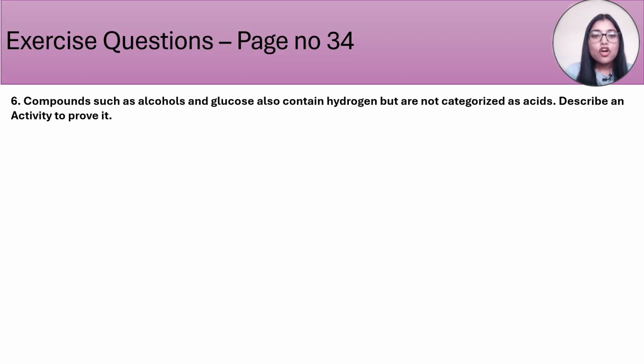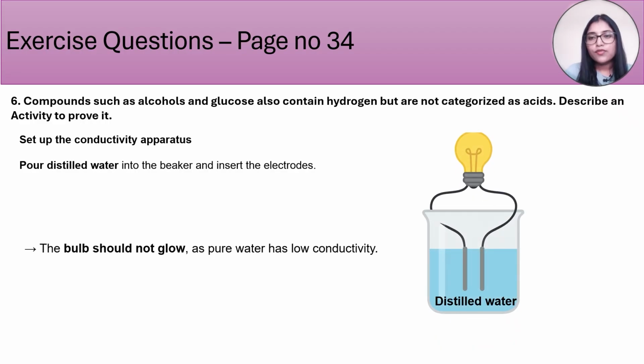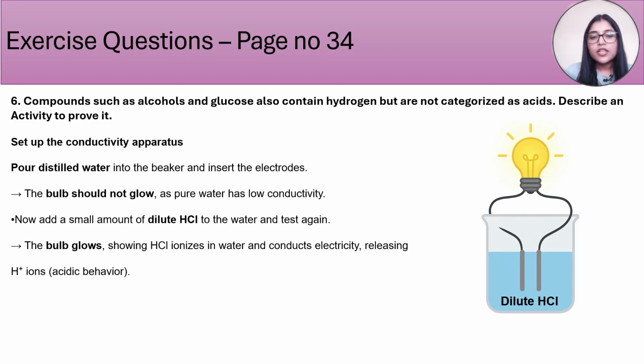Sixth question says, compounds such as alcohols and glucose also contain hydrogen but are not categorized as acids. Describe an activity to prove this. So we can start by setting up the conductivity apparatus. We pour distilled water into the beaker and insert electrodes as shown here. When we do this, the bulb does not glow because the pure water does not have any conductivity. Second, we can set up the same conductivity apparatus, but we can use dilute HCl instead of water. The bulb then glows, showing that this hydrochloric acid has ionized in water and conducted electricity, releasing H plus ions, which is a proof of acidic behavior.